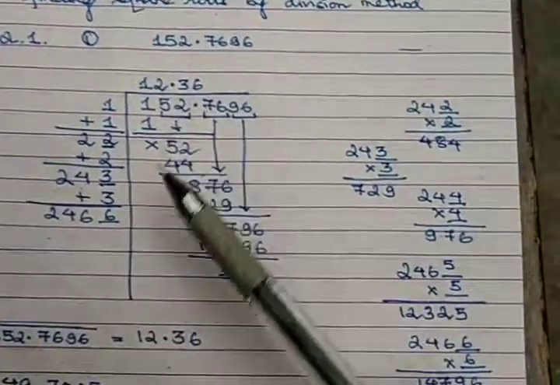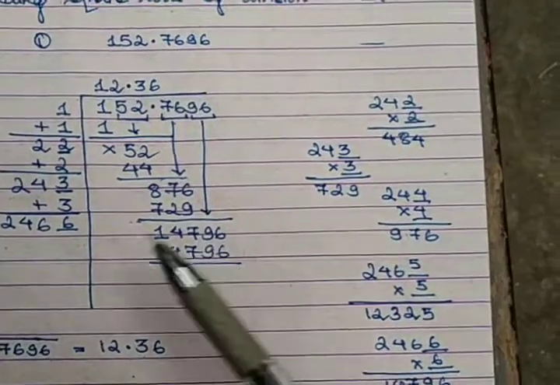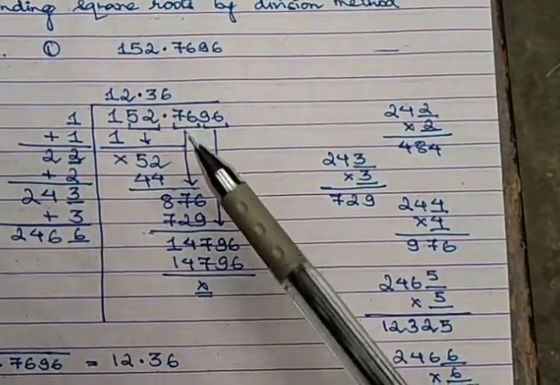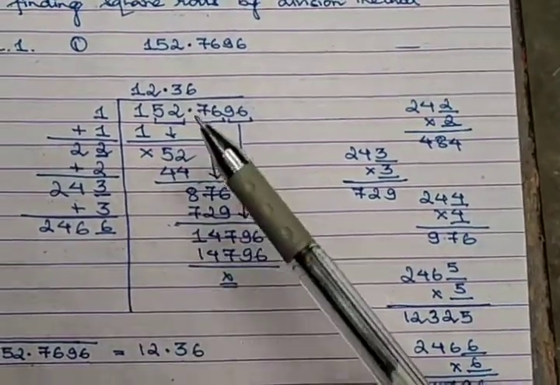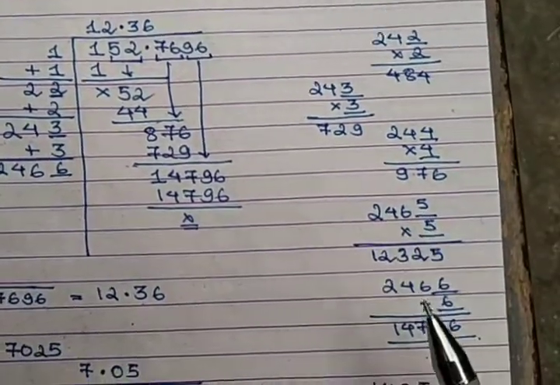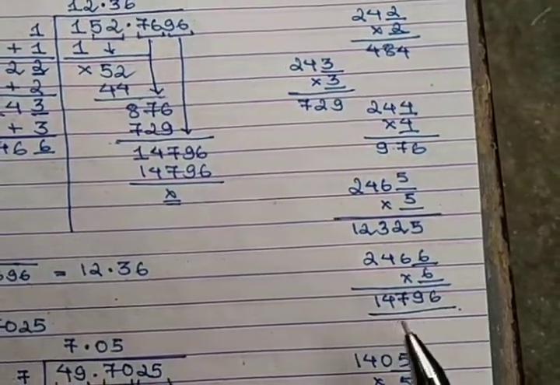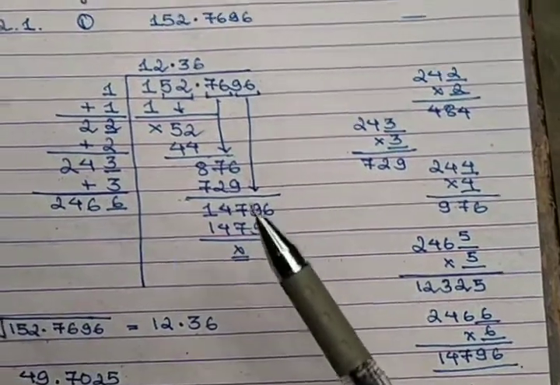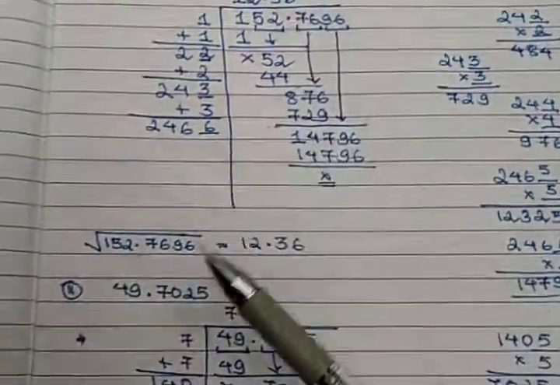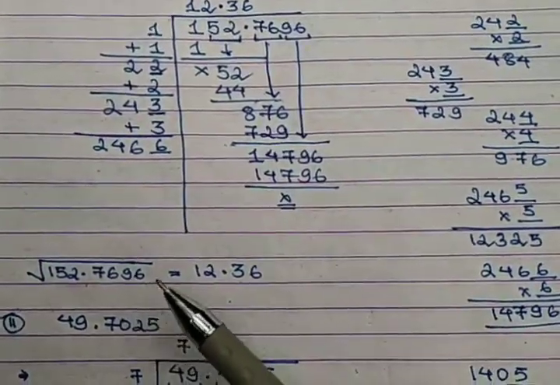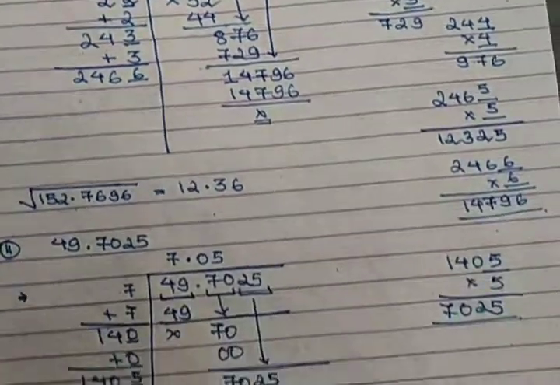We need to take the number closest to the ones place. What I see here is that 6 exactly divides the number. When you multiply 246 with 6, we get 1476, which is exactly divisible. So our answer for the square root of 152.7696 is 12.36.